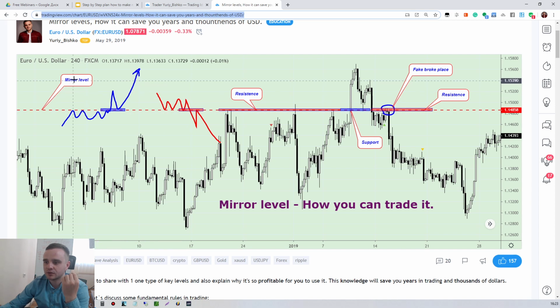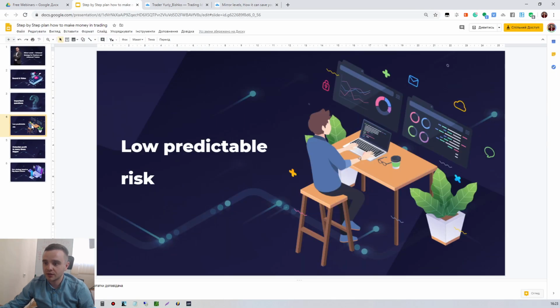It's when, as you can see here on the chart, we have resistance, and at some point that resistance breaks, it becomes support, and the opposite, like it has happened here. Why is it important to use mirror levels? Because we have low and predictable risk. As always, when I explain a strategy, you need to understand the whole strategy, all key levels. I explain them because they build on low predictable risk.